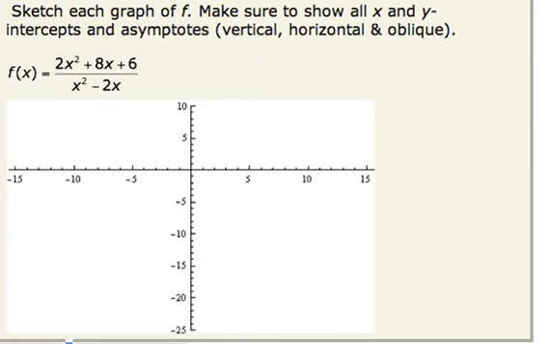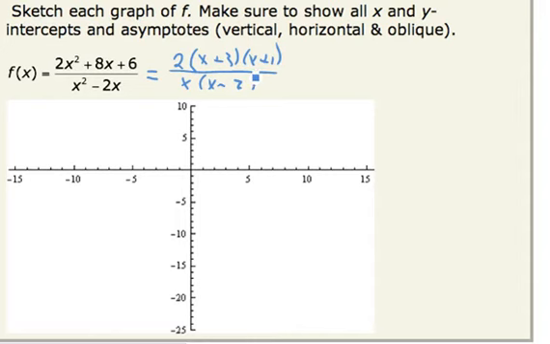To sketch the graph of this function, one of the easiest things to do is first of all to factor completely the two polynomials involved. So if we factor a 2 off, we're left with x squared plus 4x plus 3, and that factors as x plus 3, x plus 1. Fairly easy factorization. In the denominator, we can factor an x off and get x minus 2.